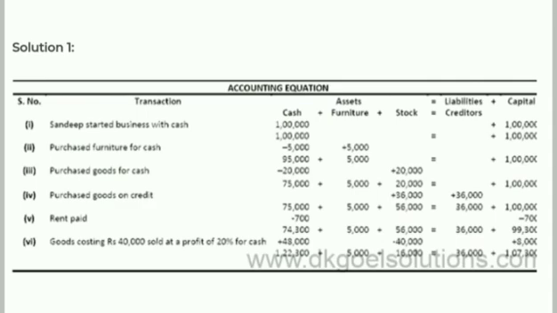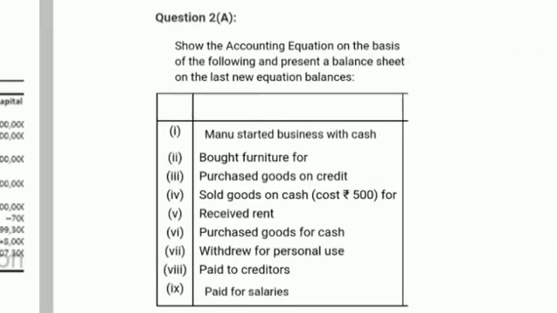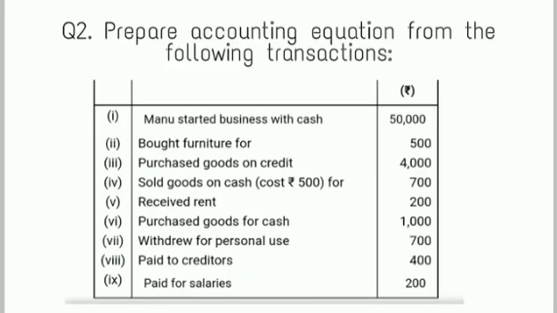In a similar manner, we will solve the next question. In question number 2, we can see there are 9 points. The first one being business started with cash, so cash is coming into business and capital is increasing. Next is furniture bought for 500. That means cash is going out of business 500 and furniture is coming into business for 500.